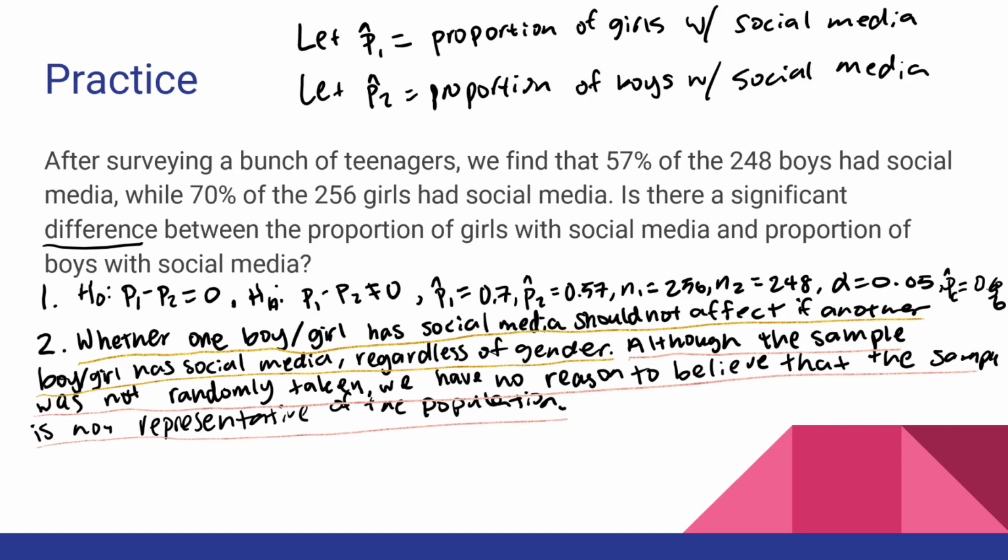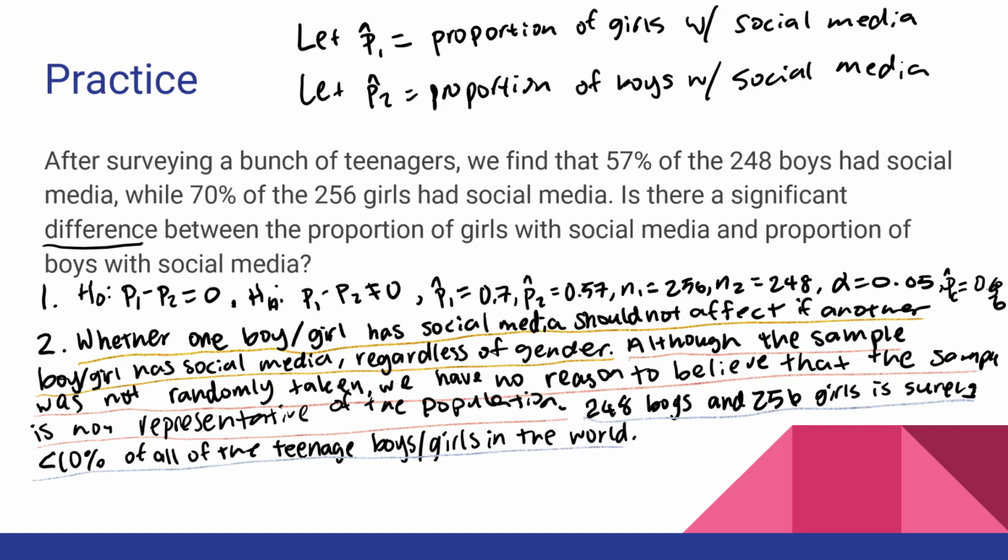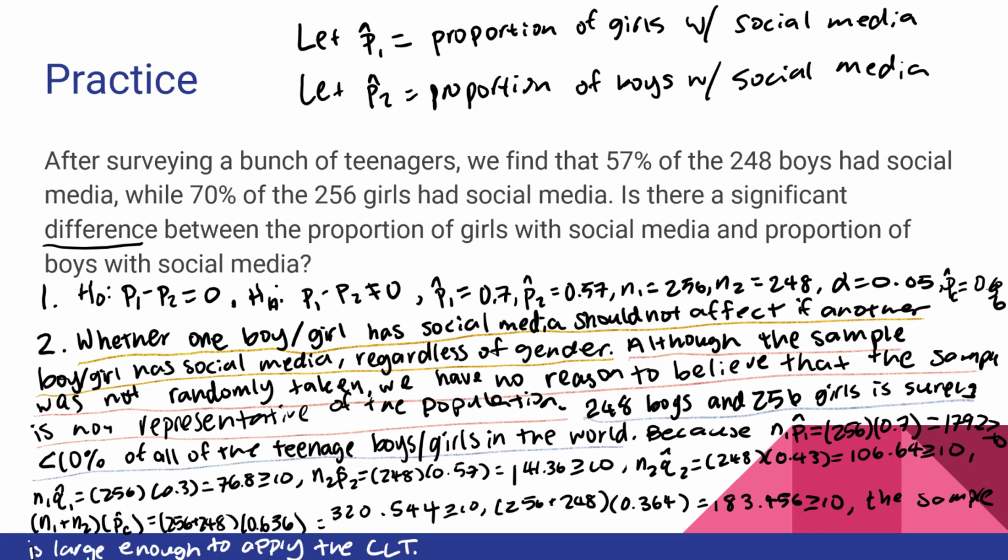Next, we have our 10% condition. So there are definitely more than 2,480 boys and 2,560 girls in the world. So our samples are definitely less than 10% of the entire populations. Next, we have our success-failure condition. So this is where we have to compare our n1 p hat 1, n2 p hat 2, do the same thing for the q's, and then the same thing for our p hat pooled. Because all of these comparisons were satisfied, all of these numbers were greater than 10, the sample is large enough to apply the CLT. And finally, since we satisfied all of our conditions, we can proceed with whatever we're about to do.